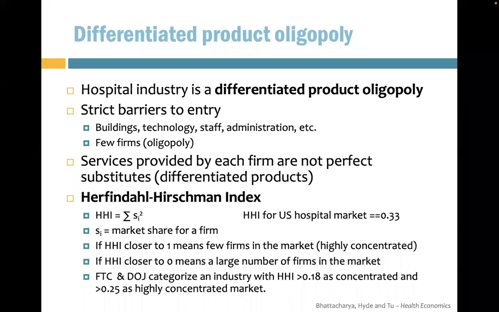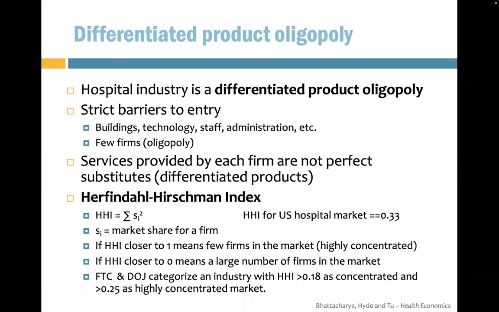There are strict barriers to entry because to open a hospital, you need buildings, technology, staff, administration. You need to get approval from regulators. So strict barriers to entry always will lead to a limited number of players, which we call firms. And this often leads to oligopoly. Services provided by each firm are not perfect substitutes, which means that some things you get from one hospital, you might not be able to get from another one.